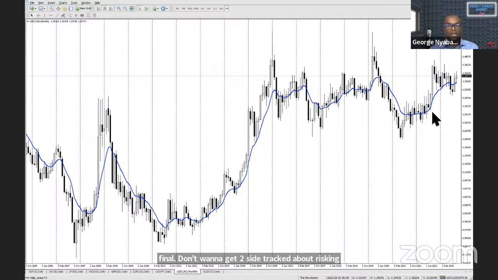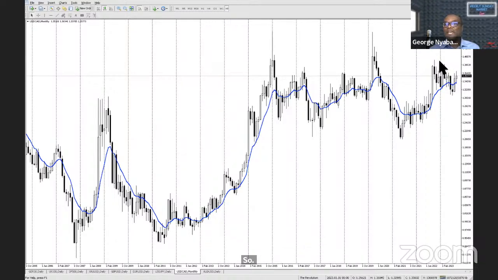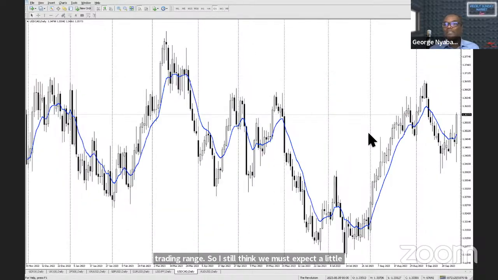So USD/CAD on a monthly basis, the bears are still controlling the market because of this lower high here. And if you have a look at what took place in the month, we don't have significant evidence that the bulls have completely reversed the market. We are in a trading range. So I still think we must expect a little bit more bearish price action in the overall month.